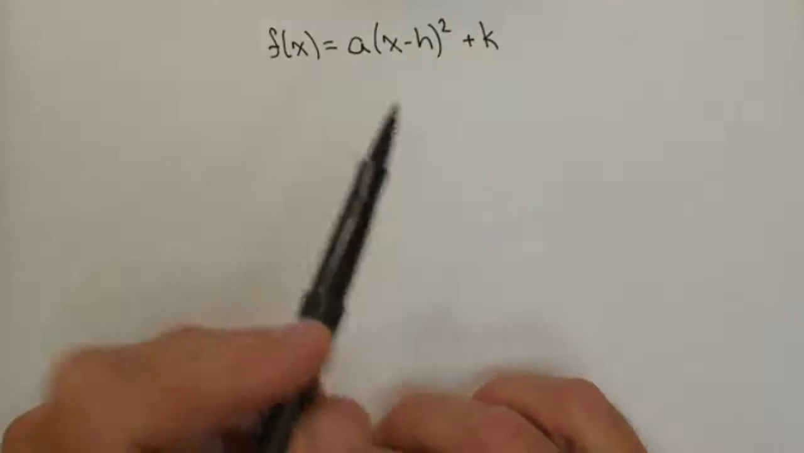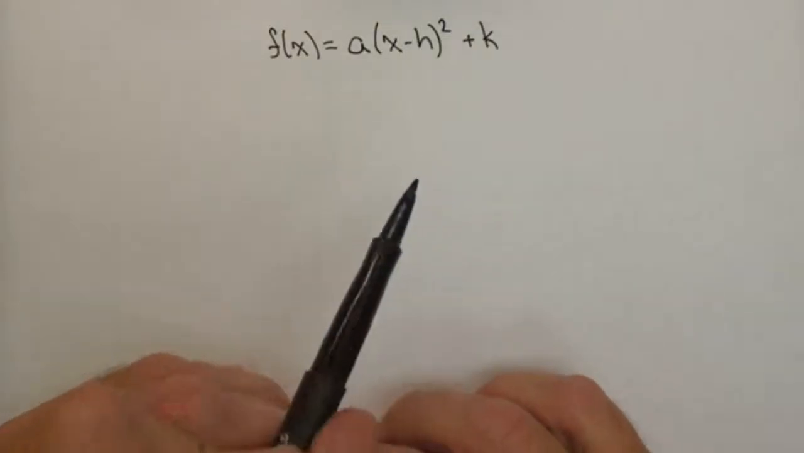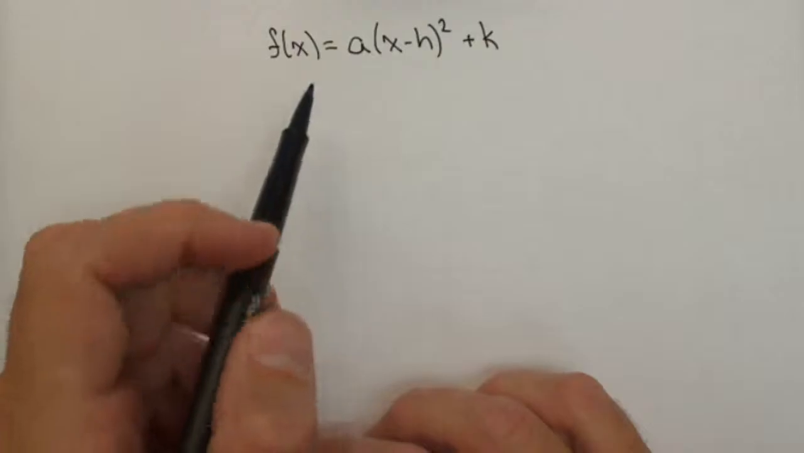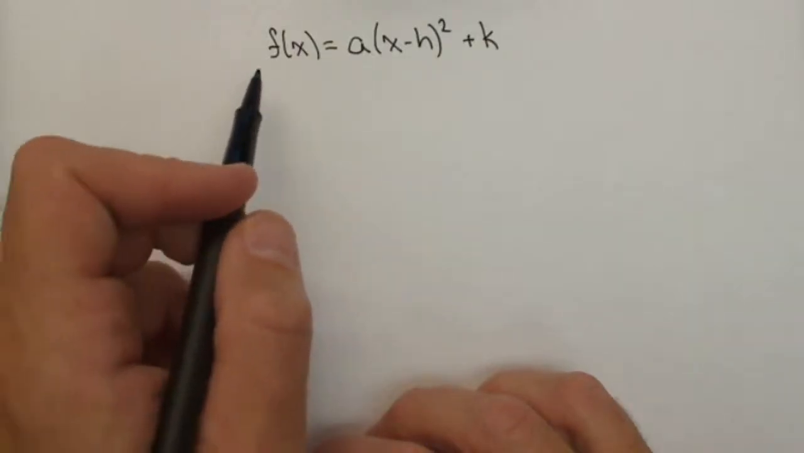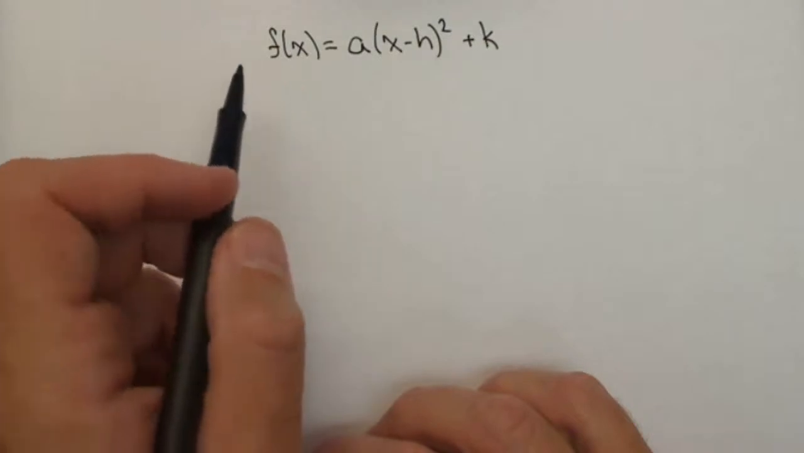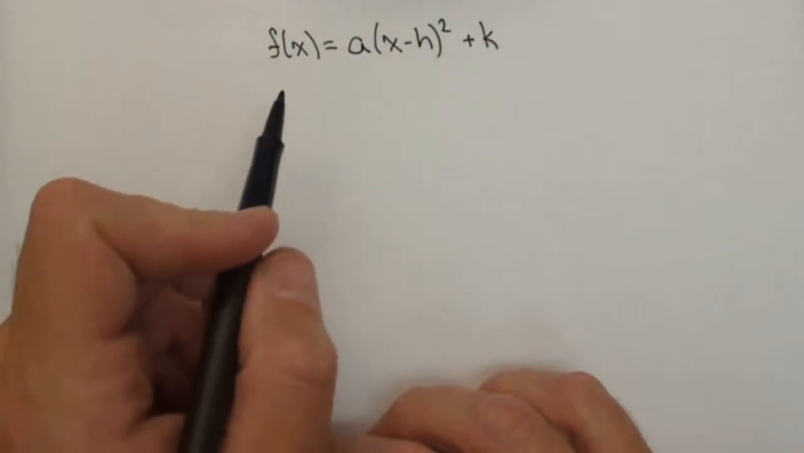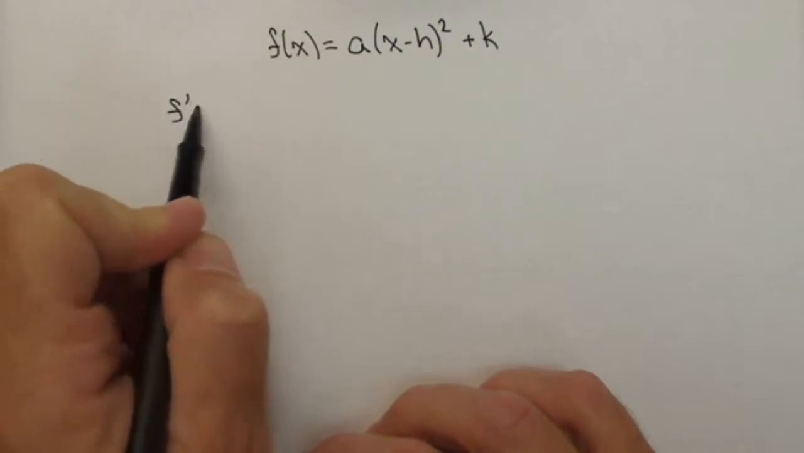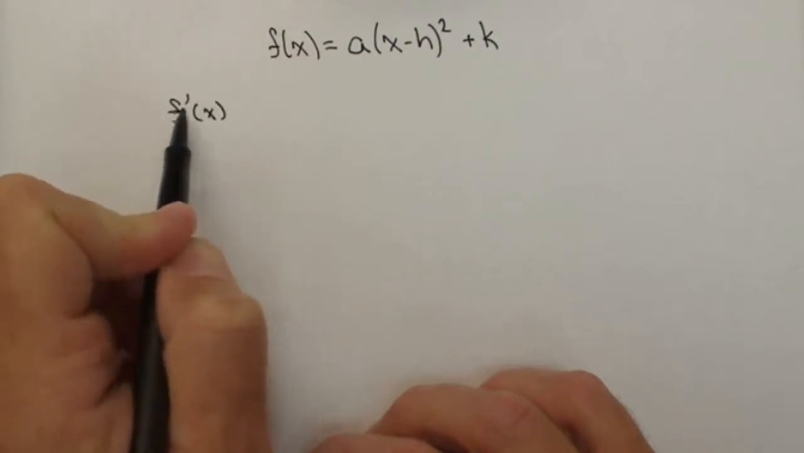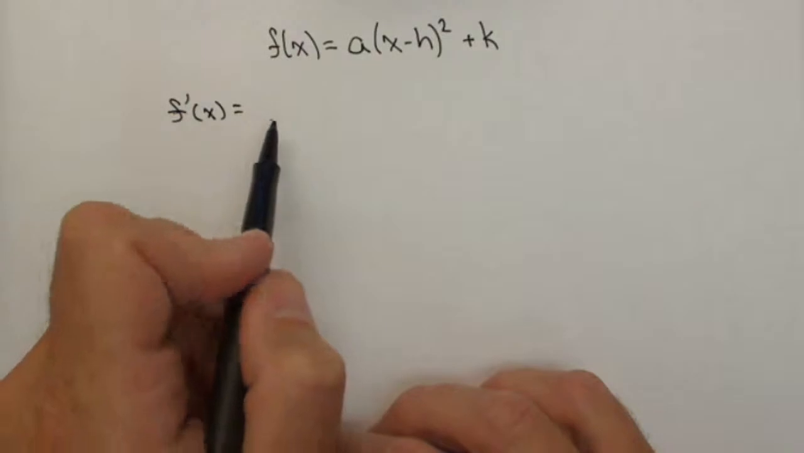So this is a transformed quadratic when we look at it as transformations of the function x squared. Now in B, we're going to use calculus to figure out what's going on with the critical points. So we're going to first find our f prime of x for this function.